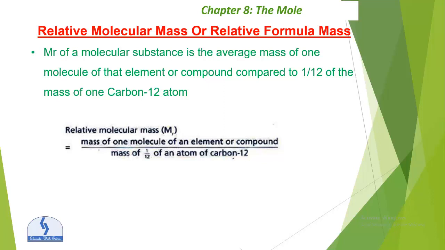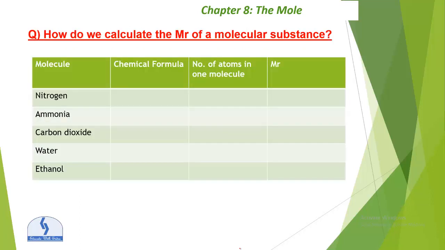The relative molecular mass, or the relative formula mass. The relative molecular mass of a molecular substance is the average mass of the molecule of that element or compound compared to 1/12 of the mass of one carbon atom. Its formula is: relative molecular mass is equal to the mass of one molecule of the element or compound divided by the mass of 1/12 of an atom of carbon-12. Again, it has no unit because it's a ratio.